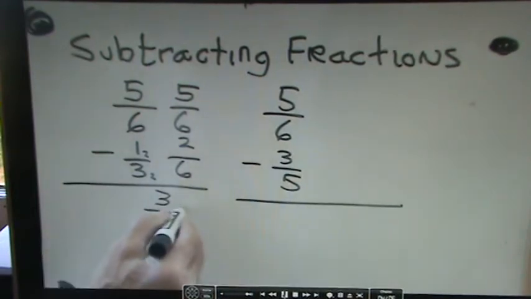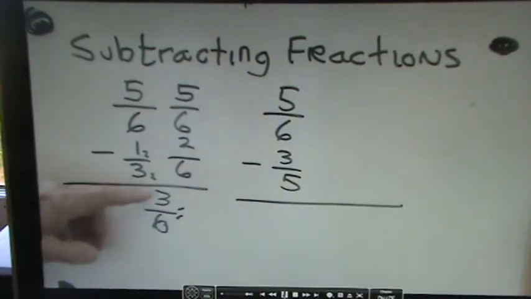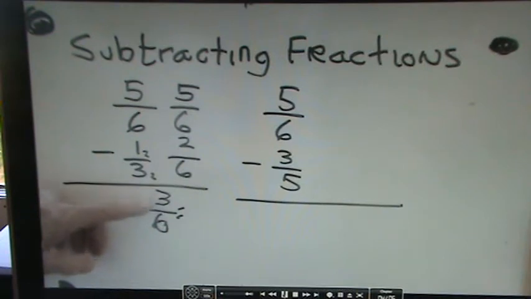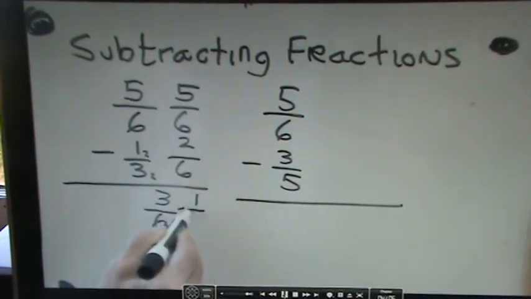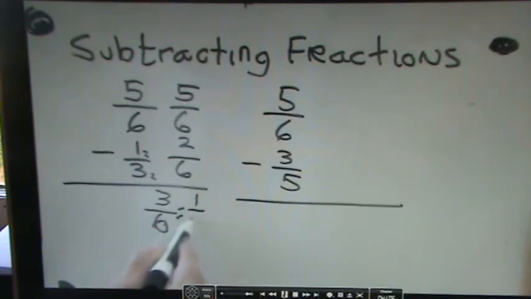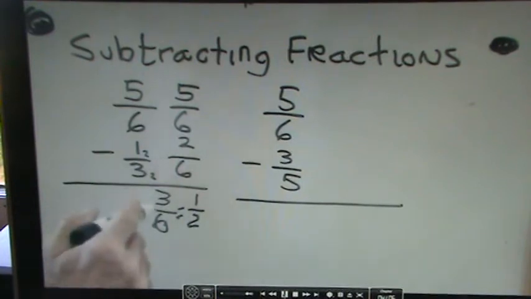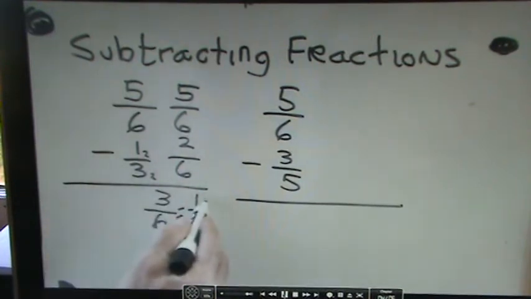Now here, even though this is an odd number and this is an even number, this fraction is not in its lowest name, because 3 can be divided into 3 one time and 3 can go into 6 2 times. So we have to reduce 3/6 to 1/2, and that's our answer.